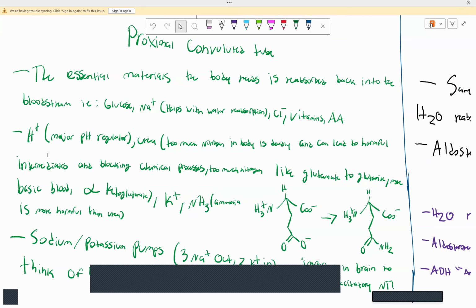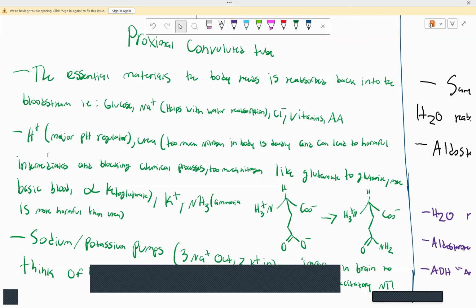Another thing is urea. This is the body's main form of waste that it can transport to the kidneys for the sole purpose of being excreted, because too much nitrogen in your body is deadly, and it can lead to harmful intermediates and blocking chemical processes. Another more harmful form of this is ammonium, which is more harmful.